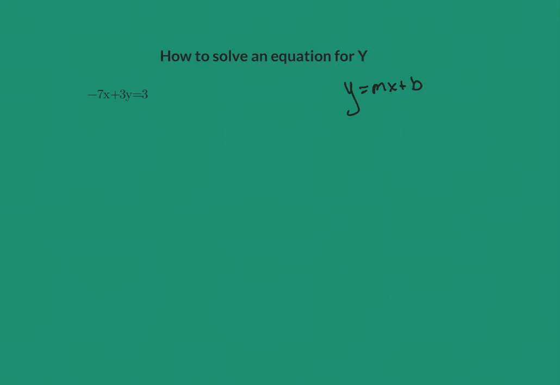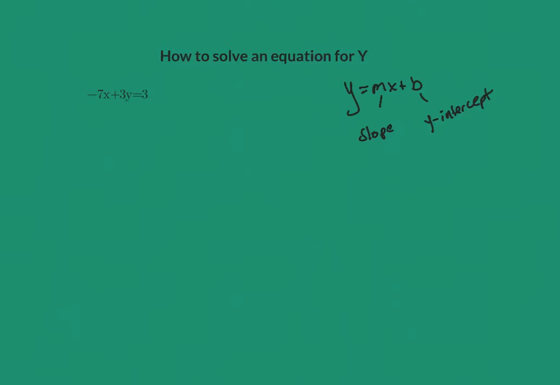And if you have the y on its own, you can easily see that m is the slope and that b is the y-intercept. So it can help to do that. Now, please note this method can be used to solve for any variable, not just y. You can solve for x, a, b, or any different kind of variable. But in this example, we're going to solve the equation for y.